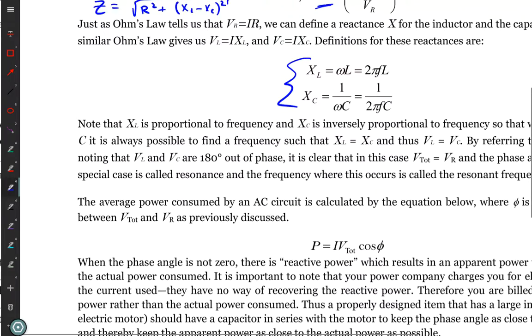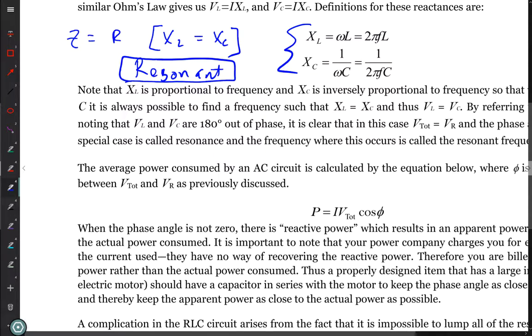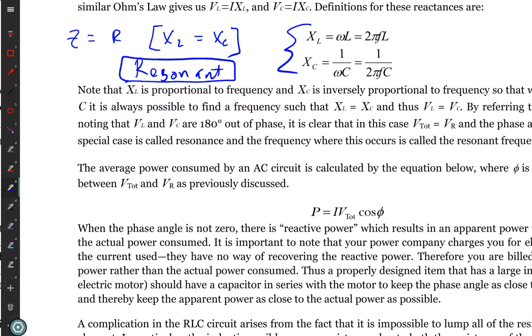And so we're going to end our experiment by looking at that. We're going to find the situation where Z equals R, that is, XL is equal to XC. So XL minus XC is 0. That's what we call the resonant condition. So we're going to find the condition for resonance, and then we're going to plot the voltage through the resistor, which is equivalent to plotting the current, as we change the frequency to see how it varies.